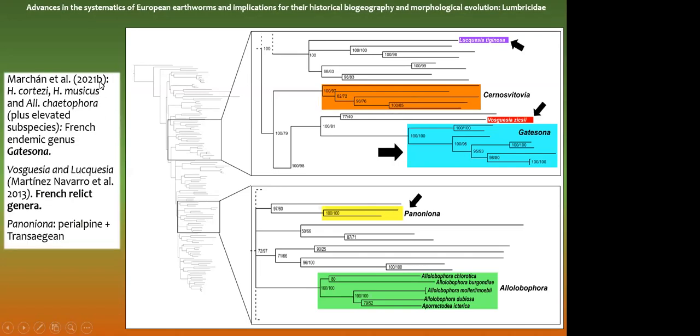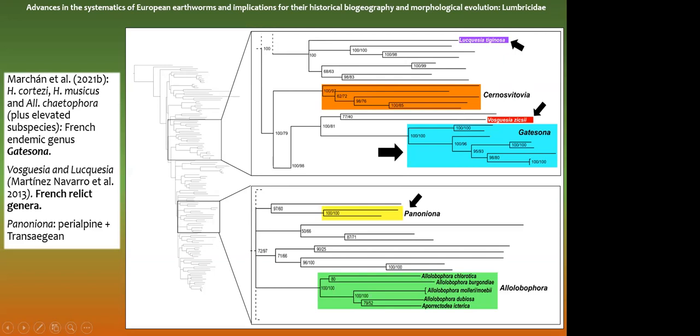And again, in 2021, we found that Eiseniella cortesi, Eiseniella musicus, and Allolobophora chaetophora, plus several subspecies which were elevated to species, form a monophyletic clade, which is actually the genus Gattasona, a genus restricted to France. We also found more recently, this year, that Allolobophora tiginosa and Allolobophora thixi are actually two separate genera, Lukesia tiginosa and Bosgesia thixi, which are French relic genera.